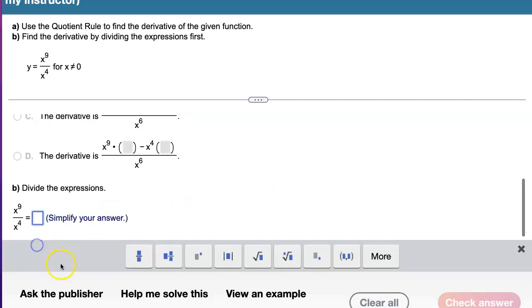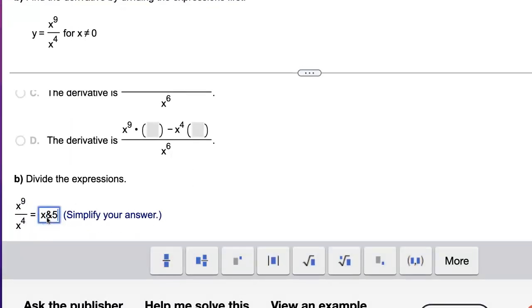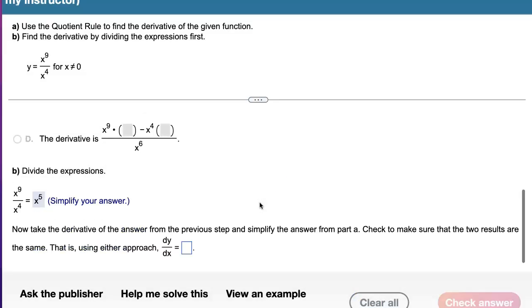And well, if you divide these expressions, x to the 9th power divided by x to the 4th power, you just need to subtract the exponents. 9 minus 4 will give you 5. So, you can check it that way.